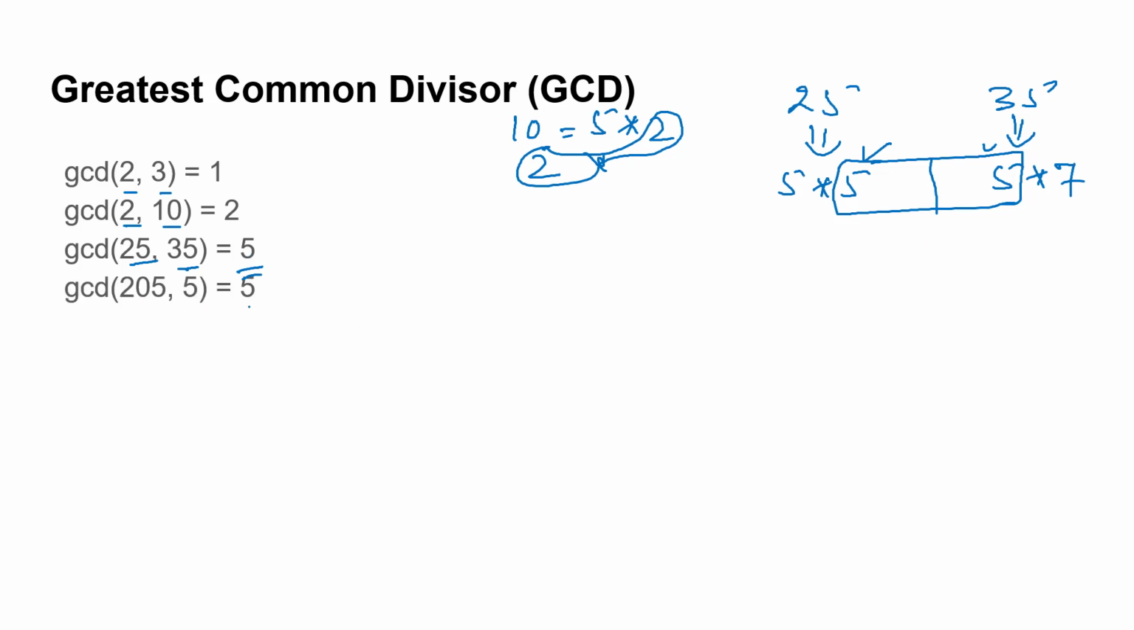For 2 of 5 and 5, we have 5 over here. Now, how can we find the greatest common divisor? There are multiple ways in which we can do it. Our interest here is in the recursive approach. So we will define this recursive GCD method on two parameters m and n.